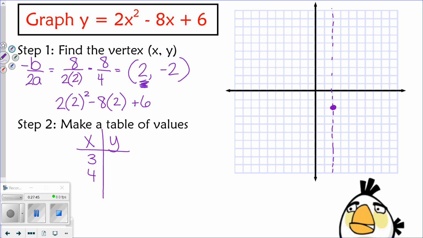Those are the 2 closest points to my vertex. So for me personally, whatever the x value is, I just go 2 to the right, and that's what I'm going to plug in. So I'm plugging in just like I did before: 2 times 3 squared minus 8 times 3 plus 6. If you're good with your calculator, you can go right back into the equation you just typed in for the vertex and just change those numbers to 3s.